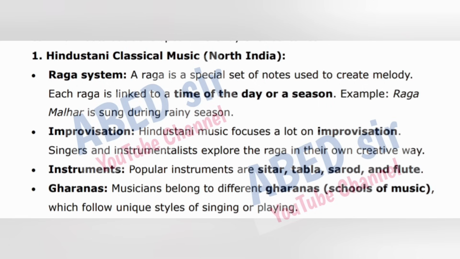Improvisation. Hindustani music focuses a lot on improvisation. Singers and instrumentalists explore the raga in their own creative way. Instruments. Popular instruments are sitar, tabla, sarod, and flute. Gharnas. Musicians belong to different gharnas, schools of music, which follow unique styles of singing or playing.